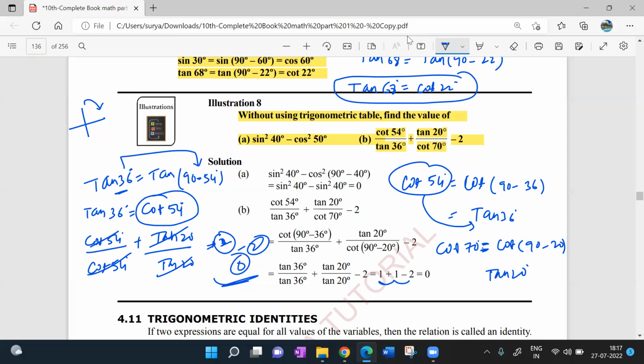You can change any one of the functions and any one of the terms, and you can proceed with the answer. Nothing wrong with that. Why do we need to change cot 54? Nothing is wrong with changing tan 36 also. Cot 54 can be written as tan 36. Why is it like that? I have explained in the last class how the function changes. Please go through that. For those who are absent, it will be really helpful.